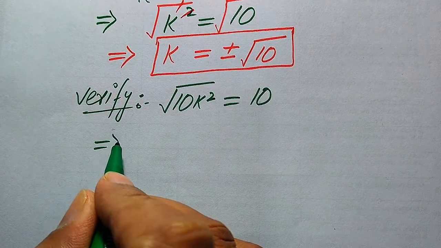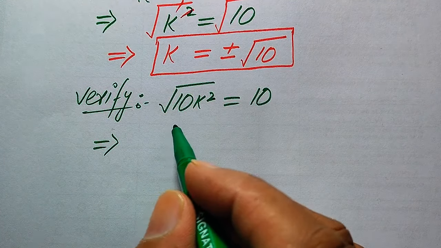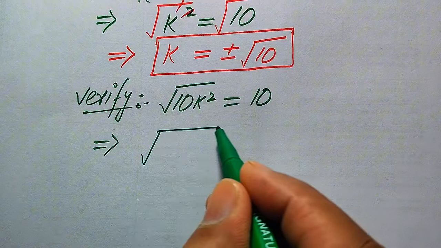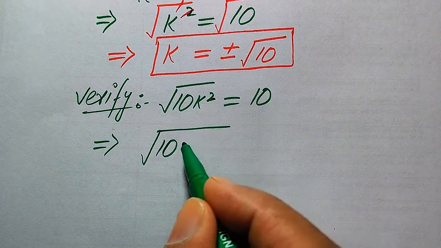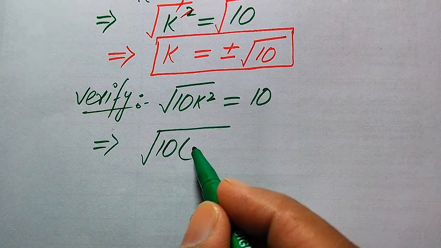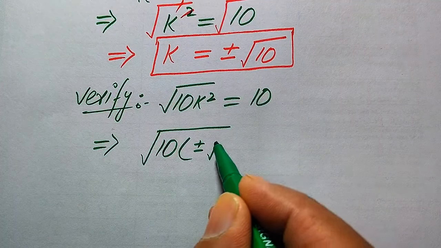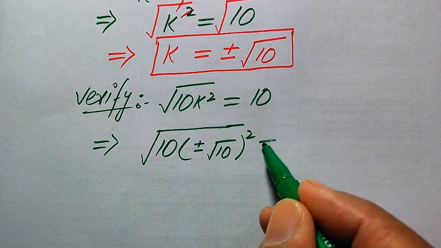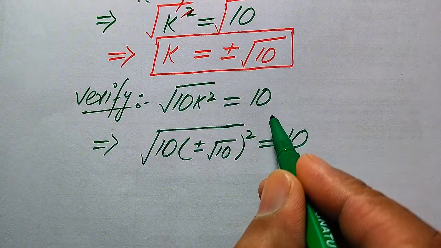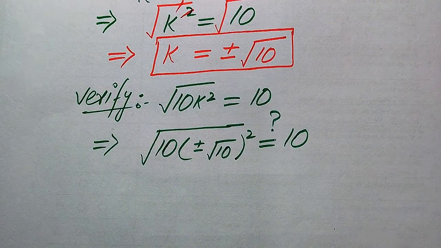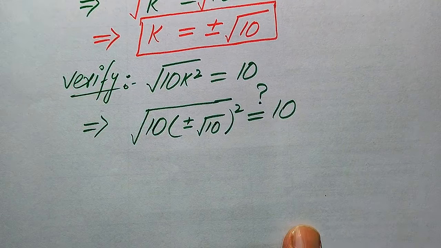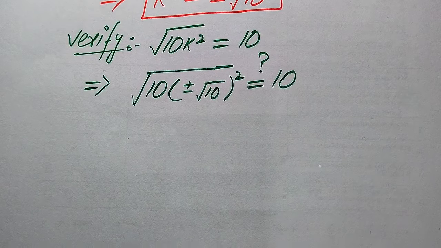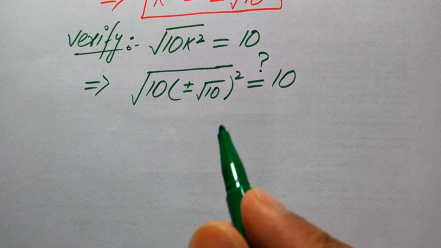So when you put this value here, it becomes the square root of 10 times k squared, where the value of k is plus or minus the square root of 10, and its whole square. Is this equal to 10 or not? Okay, so this is our claim, and here we need a little bit of simplification, and we check whether both of the sides are equal or not.